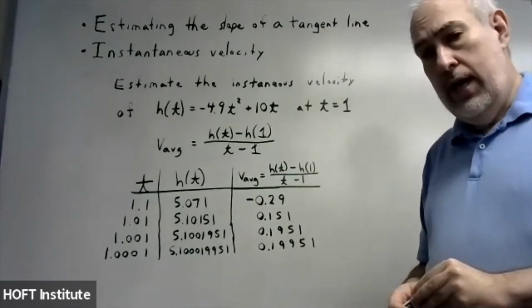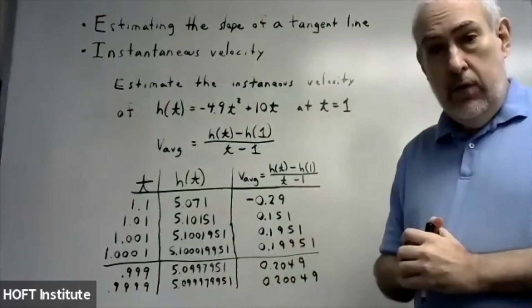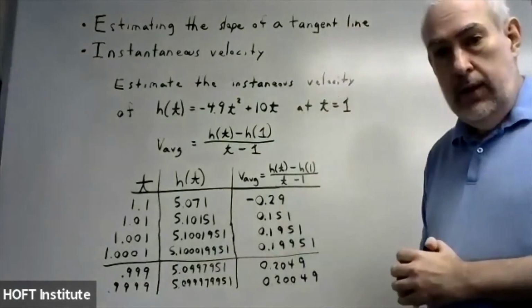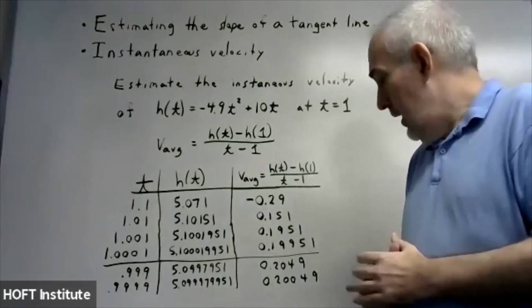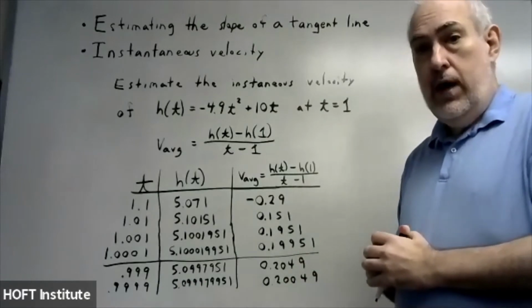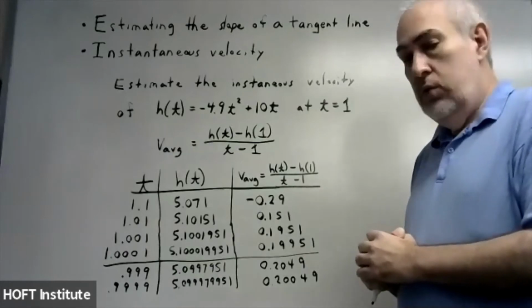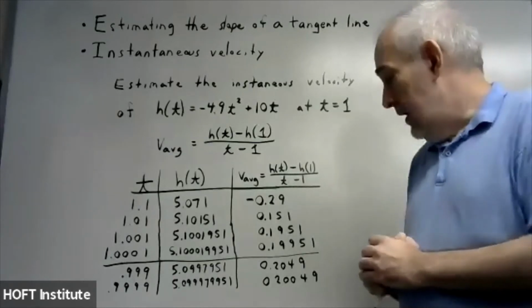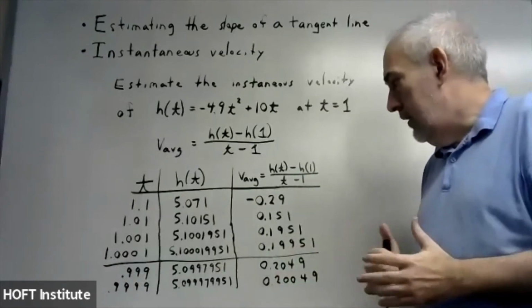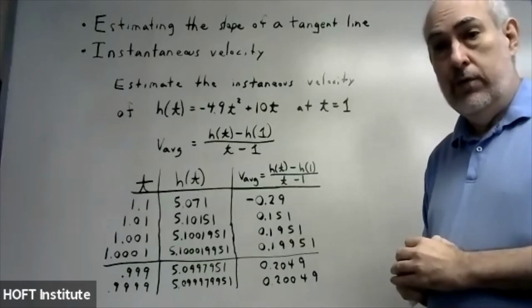So let's do that. I think I'll use a couple less points though. All right, so there we've plugged in values that are getting very close to 1, but for numbers less than 1. And still our average velocity is approaching 0.2. So the instantaneous velocity you would estimate to be 0.2. So the instantaneous velocity is approaching 0.2, and that would be the answer.